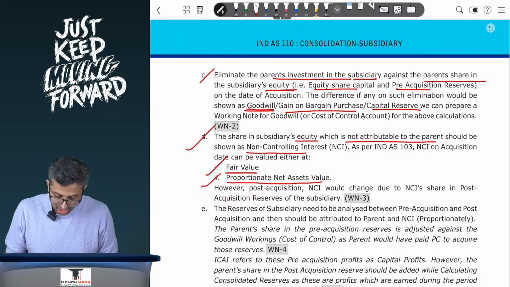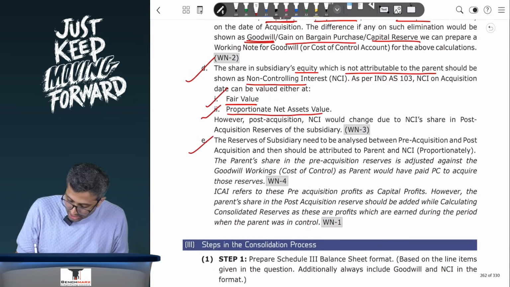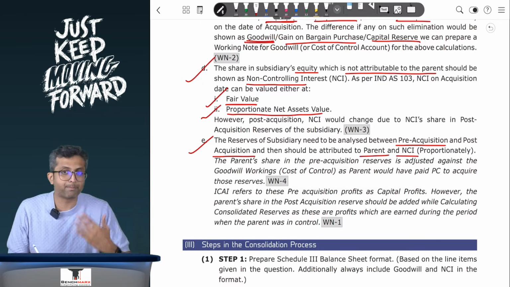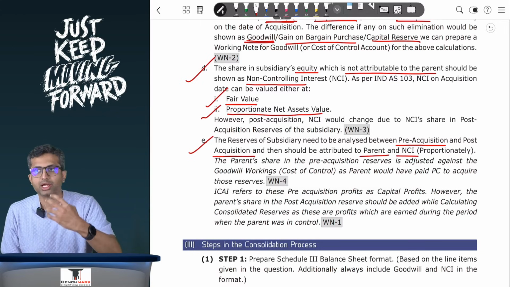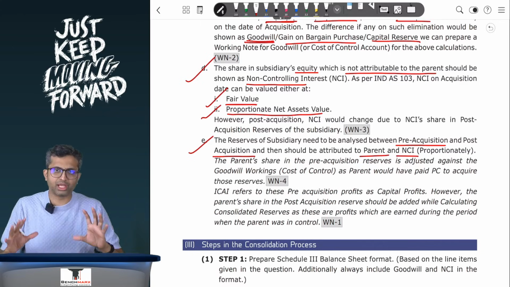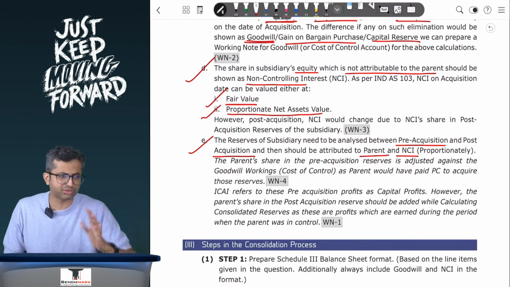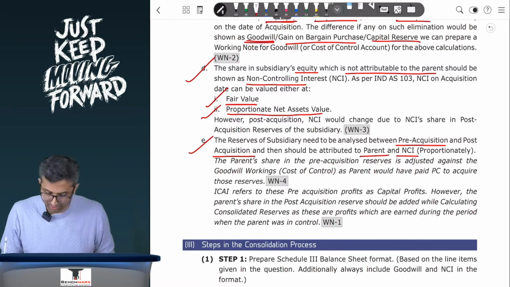be consolidated. So we say that reserves need to be analyzed between the pre-acquisition reserves and post-acquisition reserves, and then they should be attributable to parent and N.C.I., because the reserves are distributed. Like assets and liabilities can be controlled, but reserves will be distributed, and when they are distributed, 70% of the reserves will go to the parent, 30% of them will go to the N.C.I.